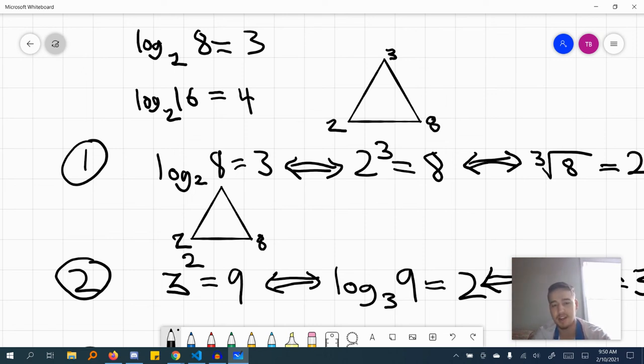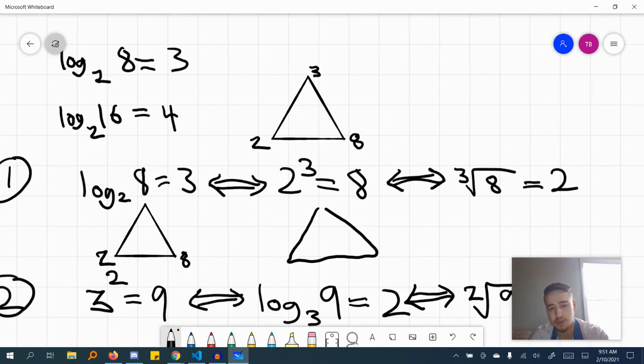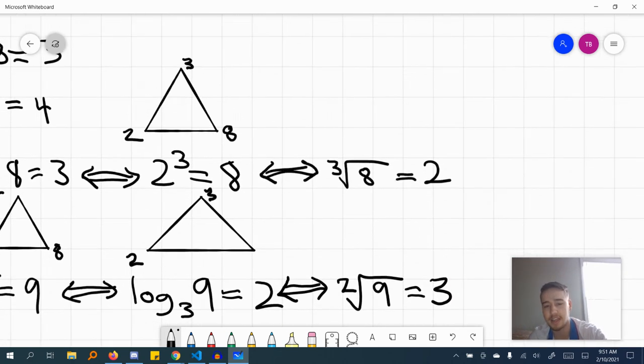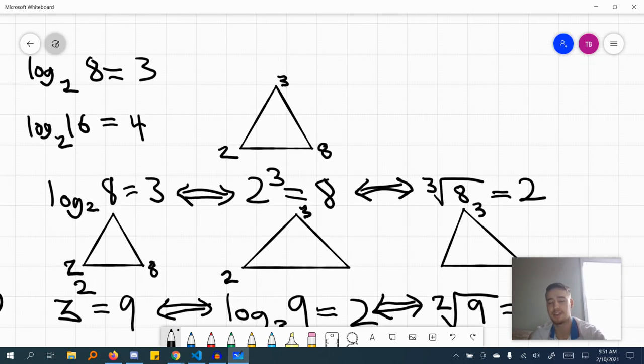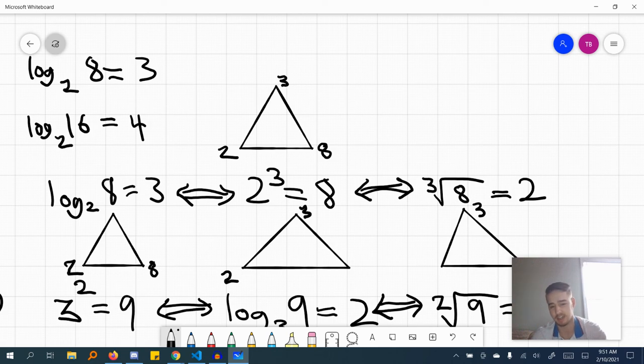The triangle itself actually represents the number that's left off the triangle. So the 2 and the 8 at the bottom represent that the log base 2 of 8 is 3. The 2 and the 3 on the left and the top represent that 2 to the third power is 8. And finally, leaving the 3 and the 8 on the triangle represents that the third root of 8 is equal to 2. But they all represent the same underlying statement that 2, 3, and 8 share a triangle in this way.